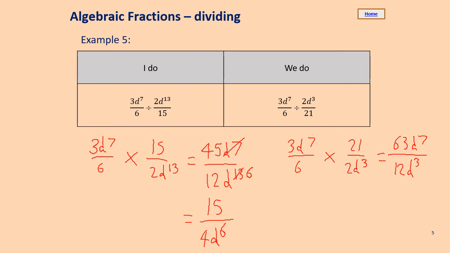Now, 63 and 12 share a common factor of 3, so we can divide the numbers by 3, but we can also cancel out the d's, and we can cancel out d to the power 3 on the bottom with 3 of these d's on the top, changing that 7 to a 4. Divide 63 and 12 by a common factor of 3, and we're left with 21d to the power 4 over 12 divided by 3, which gives 4. And that's my final answer. We're going to go on to the last example now, and then I'll give you some questions to try yourselves.